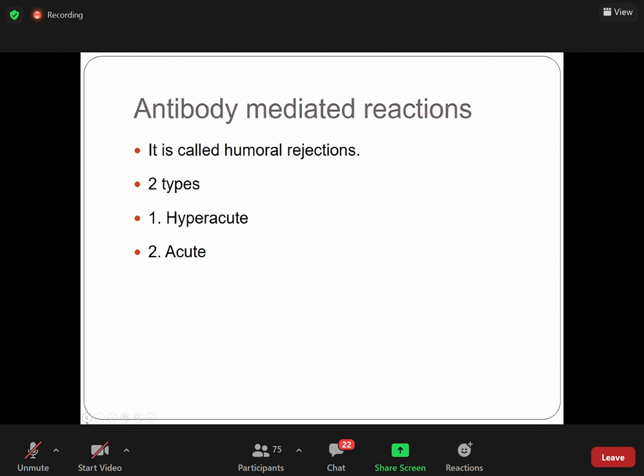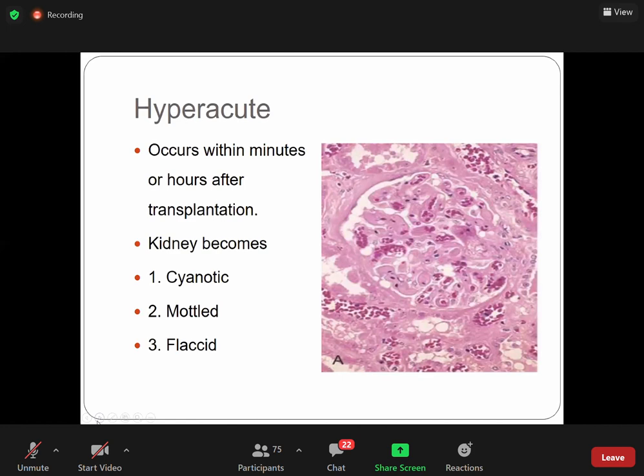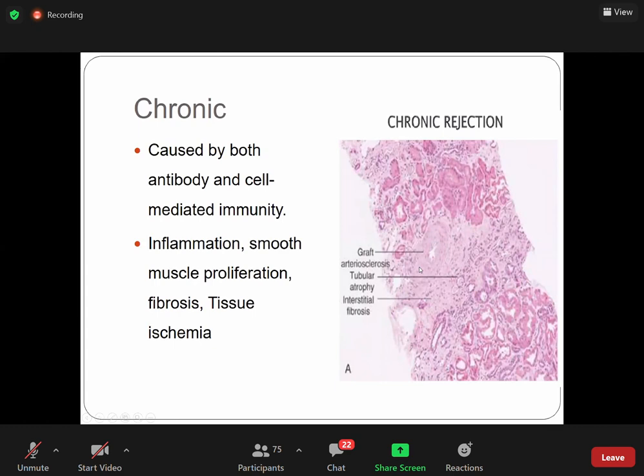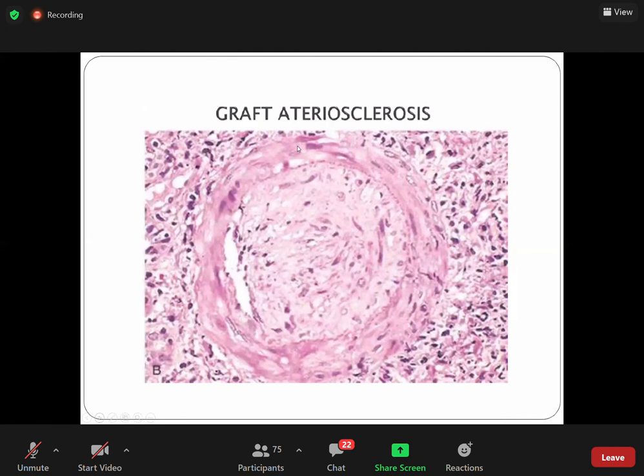The antibodies react when they are exposed to class 1 and class 2 HLA genes. These are the two techniques I note. This is acute rejection, with focal tubular necrosis, thinning of the tubules, and infiltration of lymphocytes, caused by antibody and circulating immune cells. This is chronic graft rejection, with arteriosclerosis, tubular atrophy and fibrosis, showing arteriosclerosis of the artery in the graft.